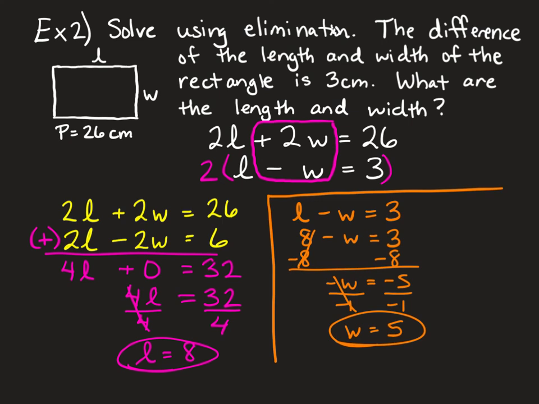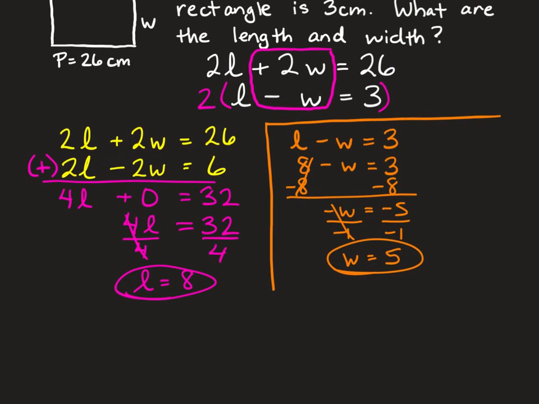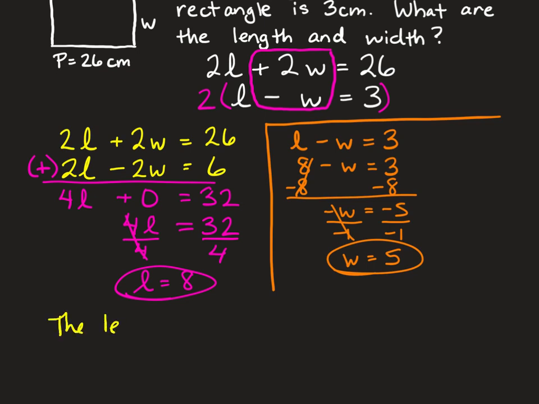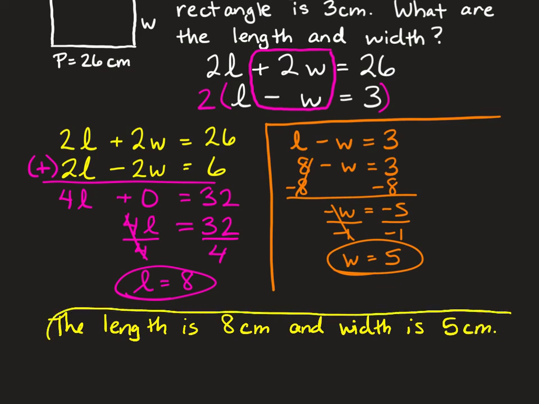So we're almost finished. We found the length, we found the width, and we just need to answer the question since this is a word problem. It said, what are the length and width? So I'm just going to answer it. The length is 8 centimeters. And the width is 5 centimeters. We've answered the question to the word problem, and we have solved the system.